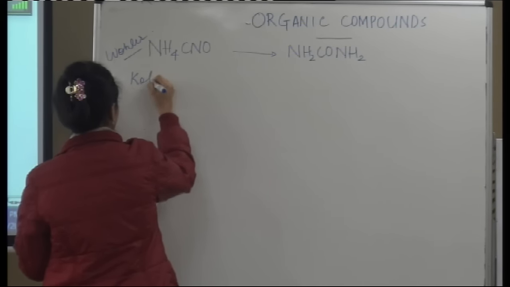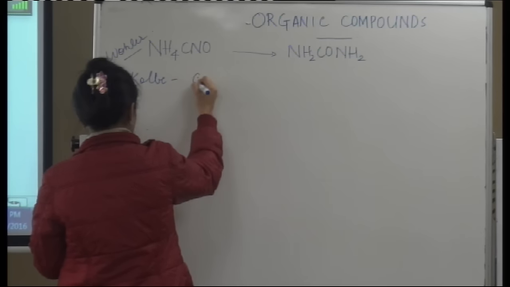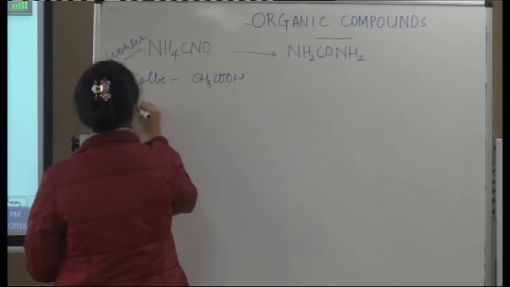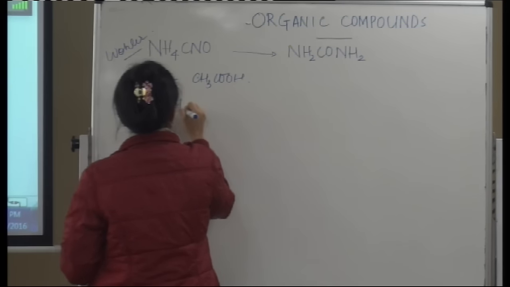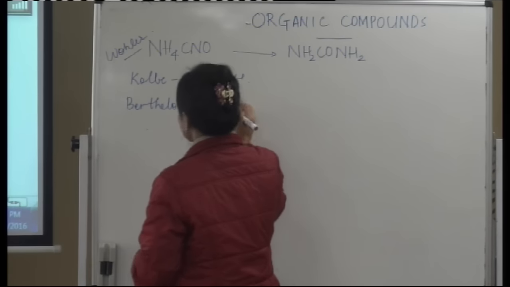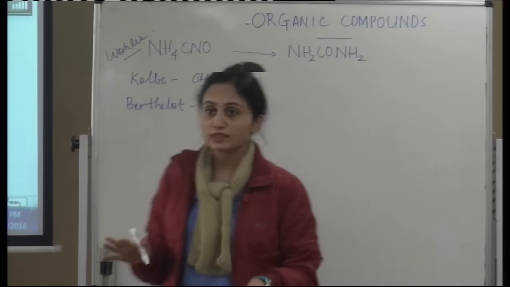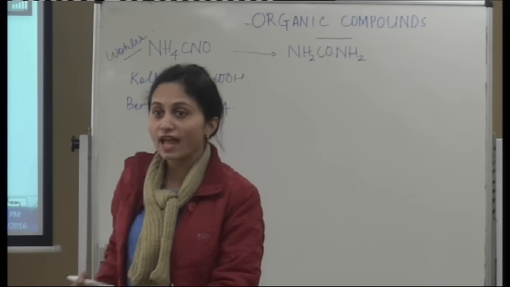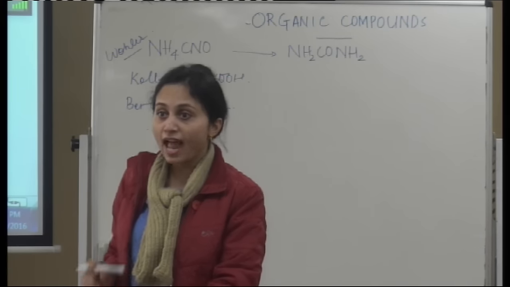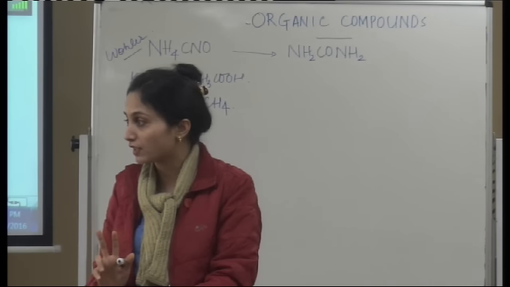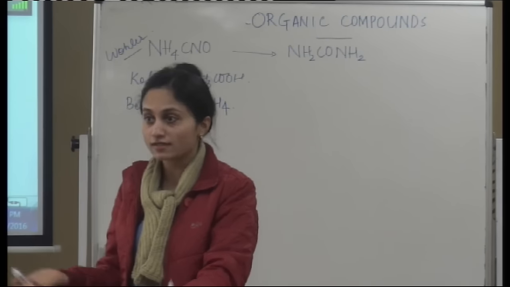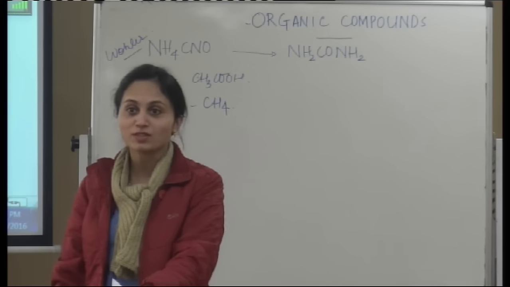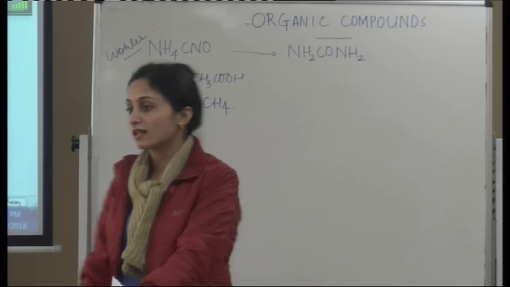Then we had Kolbe, who similarly synthesized acetic acid, and Berthelot, who did it for methane. The point here is, what do we understand from all these compounds? One thing, that they are the compounds of carbon only, right? And carbon has got the catenation tendency and the small size. There are only two features which favor carbon to form such a big class, which makes you study an extra kind of branch of chemistry, which is organic chemistry, and that is because of small size.